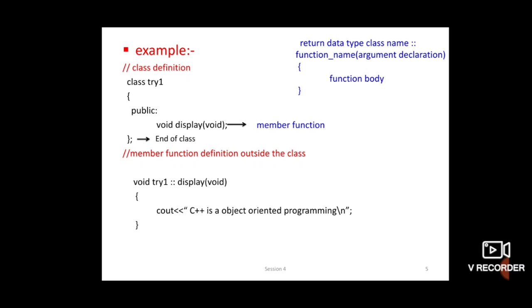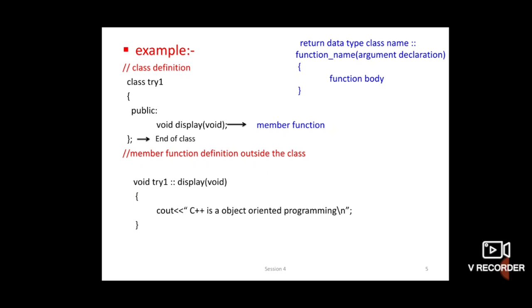How to declare a member function outside the class definition? First declare the class, then inside the class write the access specifier. Generally always remember to write the public access specifier, then declare the member function. You can give any name to that function. Just declare it, not define it. Then write the member function definition, which means the actual coding, whatever is written under the display function.